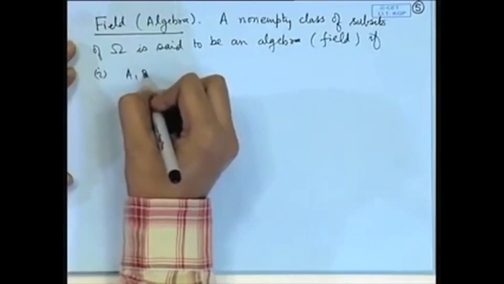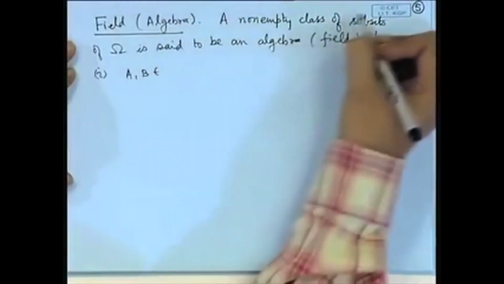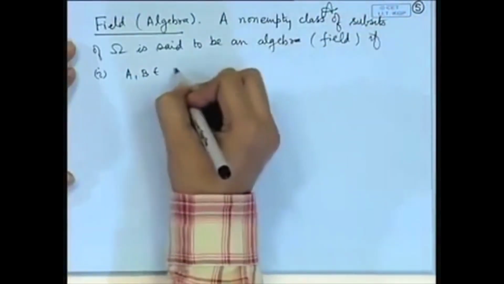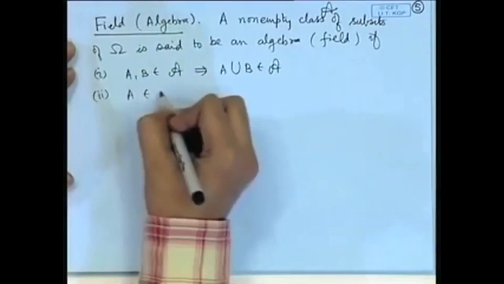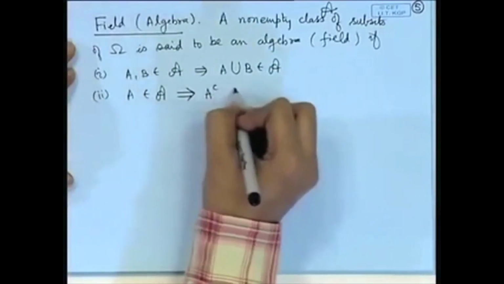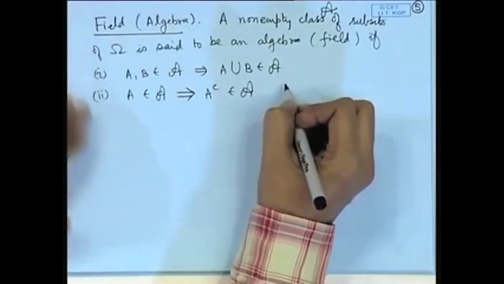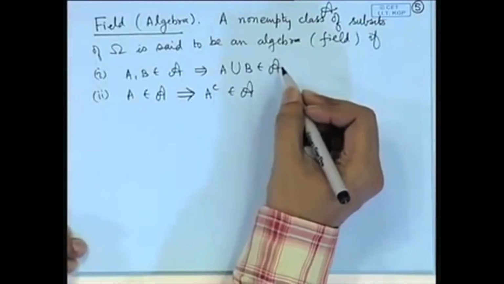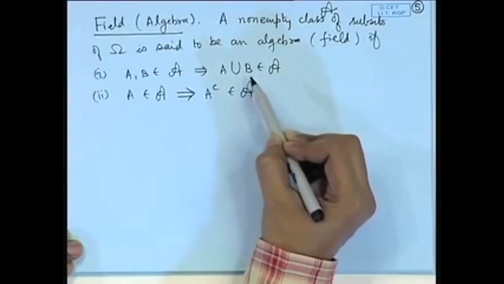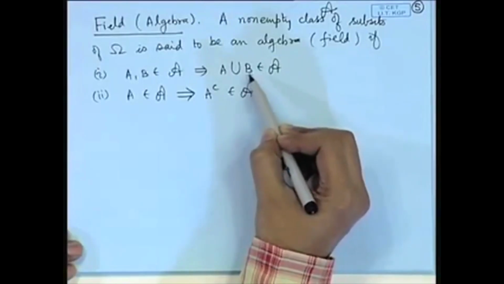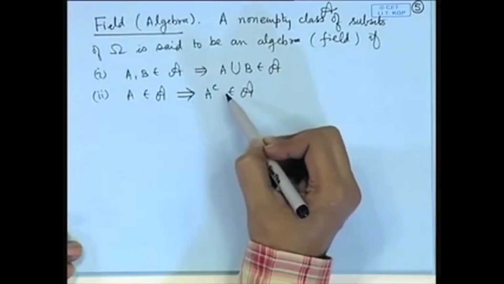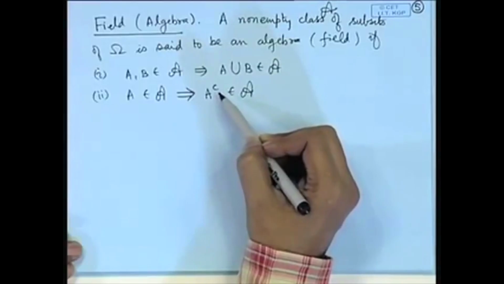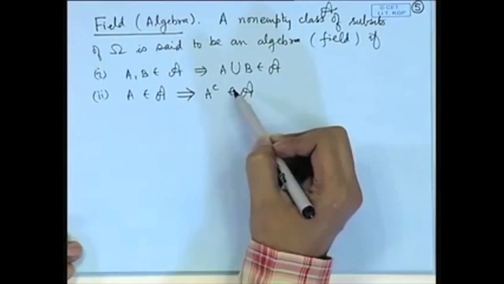That is, if A and B belong to the class, let me denote this class as script A, then this implies that A union B belongs to script A, and the second is that A belongs to script A implies that A complement belongs to script A. Now, if you look at this definition, it is a little modification of the definition of the ring. A ring was closed under the operation of forming unions and differences. Here, a field or an algebra is closed under the operation of unions, and in place of differences, the property has been replaced by being closed under the operation of taking complementations.